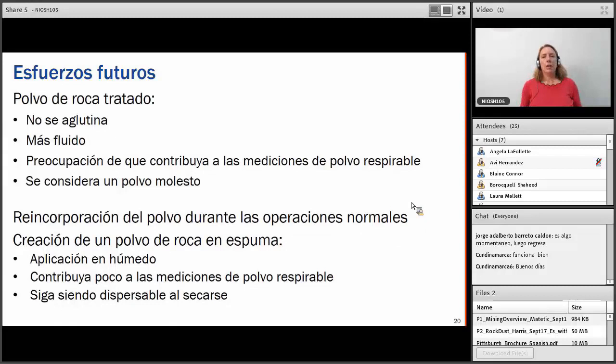Our future efforts have focused on treated rock dust so that it does not cake, however it is more fluid. There is some concern that it may be more fluid and contribute more to respirable dust.